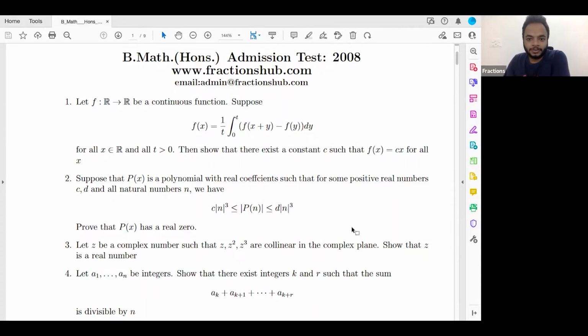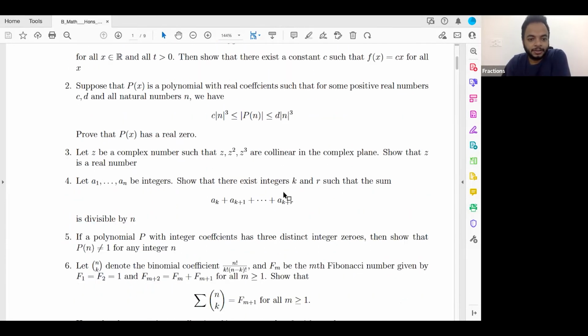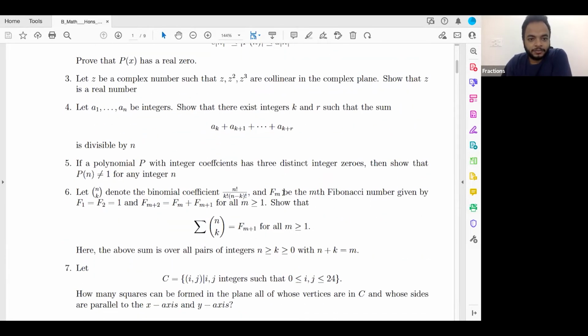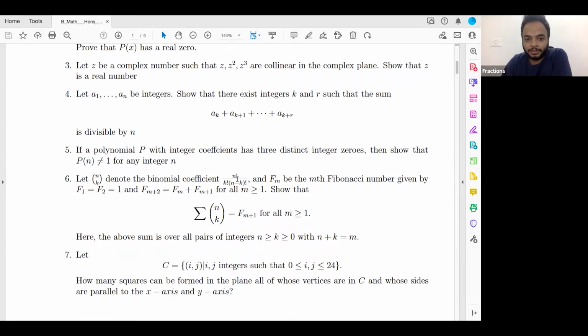Hello everyone. So we are going to discuss the third problem which came in BMath 2008. The problem says that you have three complex numbers z, z square and z cube which are collinear in the complex plane, and then we have to show that z is a real number.